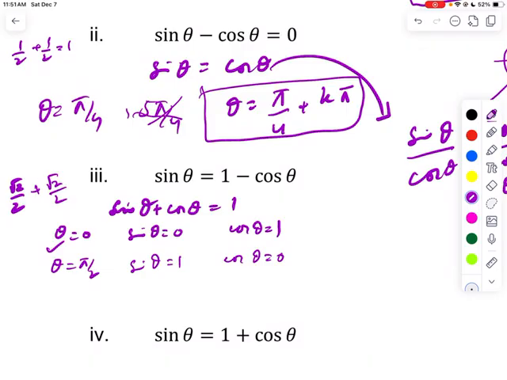What about 3 pi over 2? At 3 pi over 2, remember, the sine is -1, cosine is 0. So if we plug in the equation, we get -1 is equal to 1, which is not correct. And similarly for pi, it won't work. So this is our solution. We can say theta is equal to 0 plus 2k pi, which means just 2k pi, and the other one is pi over 2 plus 2k pi.